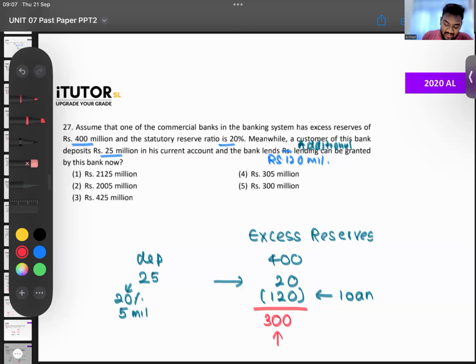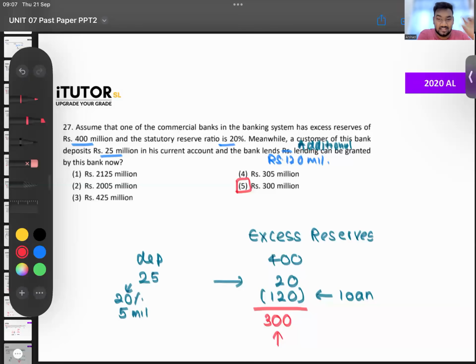So which one is our answer then? Number. Is that clear? That's an interesting question. So when they ask you how much of additional lending a bank can give, it's the amount of excess reserves the bank has. So quickly to summarize, at the beginning they say bank had 400 million excess. So that means they can give that out as loans.